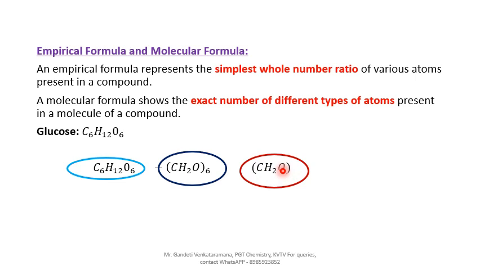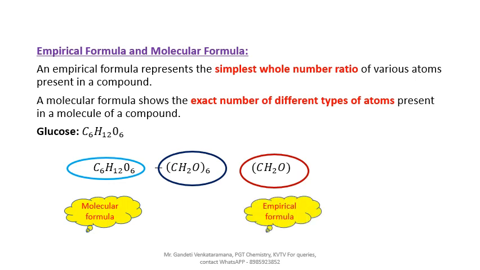All of you, I think you have understood. This is the molecular formula. This is the empirical formula. So molecular formula and empirical formula are interconnected. Empirical formula means simplest whole number ratio. I have been repeating, just trying to make you understand: simplest whole number ratio is the empirical formula, while the molecular formula gives the exact number. This is the difference only.